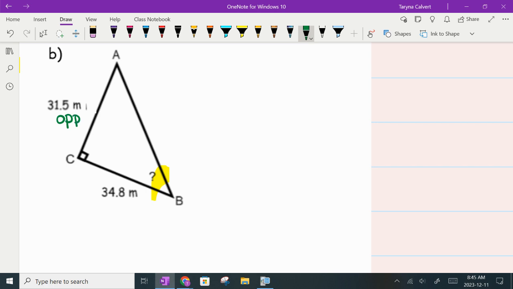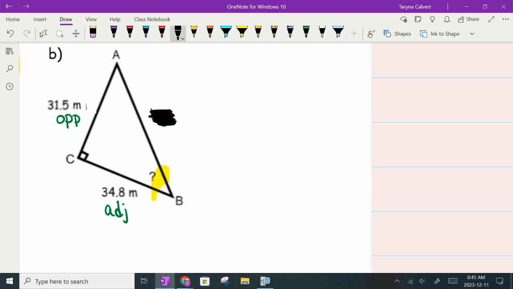My 34.8 will be my adjacent, and AB will be my hypotenuse. Can I ignore writing that one? Yes, I just keep writing it so you guys can see me writing all three. The side that doesn't have a number on it, we're not using.